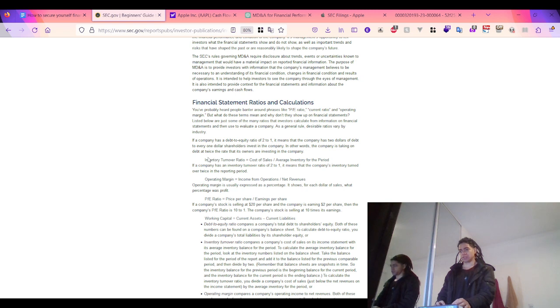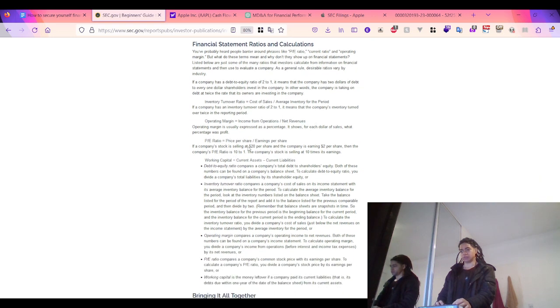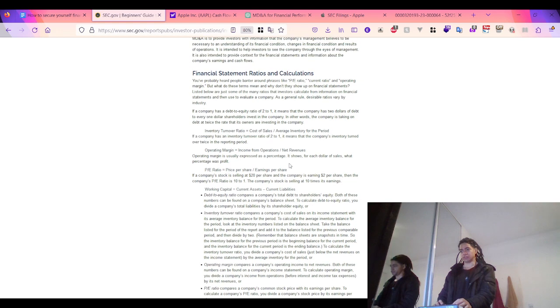If a company has an inventory turnover ratio of 2 to 1, it means the company's inventory turned over twice in the reporting period. Operating margin: income from operations divided by net revenues. Operating margin is usually expressed as a percentage. It shows for each dollar of sales what percentage was profit. And P/E ratio: price per share divided by earnings per share.